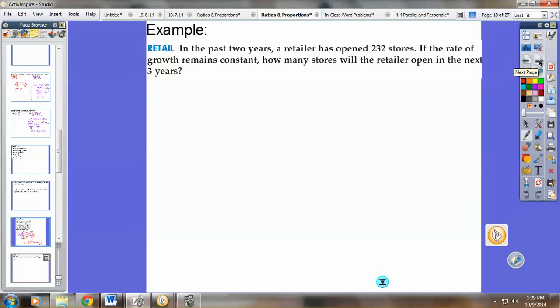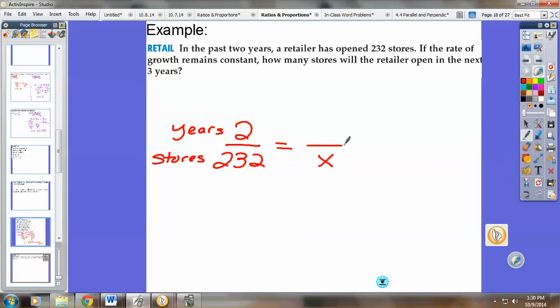In the next one. In the past 2 years, a retailer has opened 232 stores. If the rate of growth remains constant, how many stores will the retailer open in the next 3 years? Well, what's the ratio that we're given? 2 to 232. 2 is representing the number of years, and 232, the number of stores. So let's set up a ratio that we want to find its equivalent. We want to know the number of stores, x, in 3 years. Again, we could have flip-flopped this. We could have put our stores in the numerator, our years in the denominator.